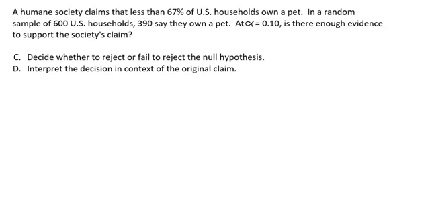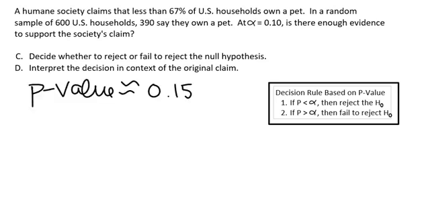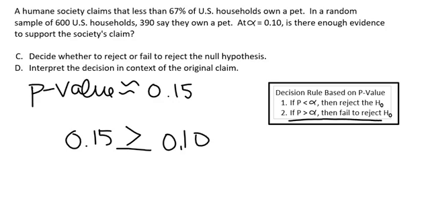Part C. Decide whether to reject or fail to reject the null hypothesis, and then Part D. Interpret the decision in context of the original claim. Let's look again at our decision rules for using the p-value. Here we have our decision rule based on the p-value, and let's also list what our p-value is. We want to find out how this p-value compares to our alpha. We can say that our p-value is greater than our alpha. So if it's greater than alpha, then we fail to reject the null hypothesis.